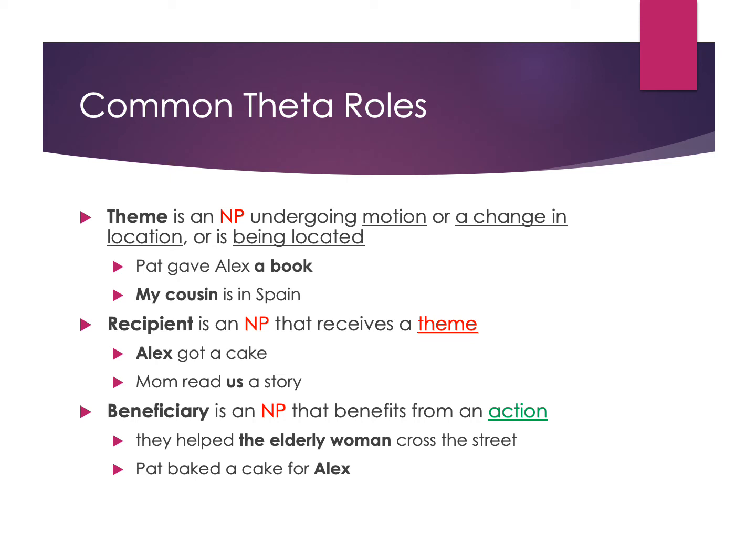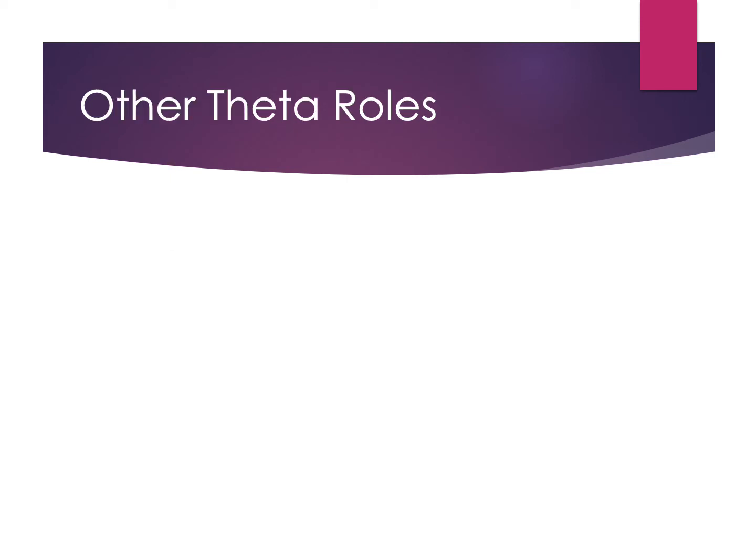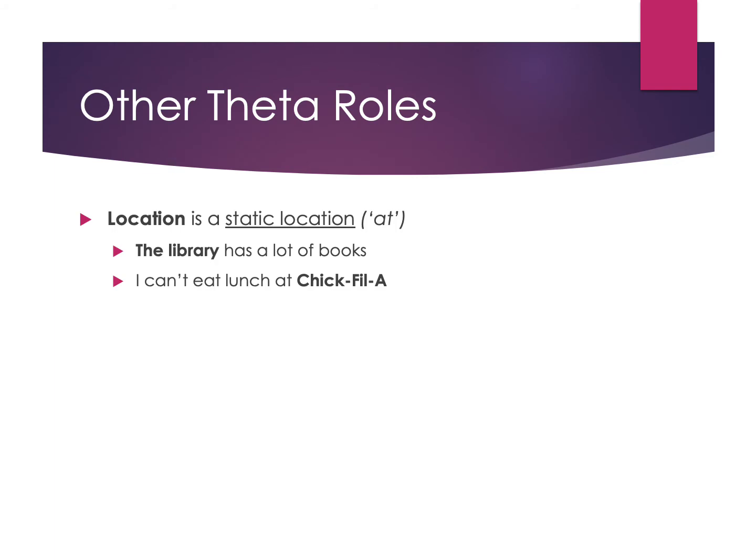And then the last couple that we'll look at are based on location. So location itself is a theta role, and this is a static location. So you can think of it using the preposition at. A lot of times if you see at, you have some sort of location. So if I say the library has a lot of books, I'm locating the library, and the library isn't really doing anything. It's not receiving anything. It's just being located in this particular case. Or I can't eat lunch at Chick-fil-A. Chick-fil-A is being located. It's a static location. I have that at that gives me a sort of clue for it.